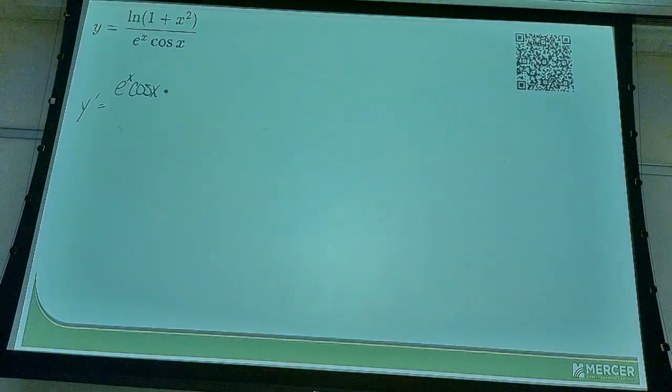So look at the numerator. What kind of function is it? Natural log. What's the rule? 1 from the top divided by whatever's inside. And so what is the derivative of what we're taking the log of? 2x.